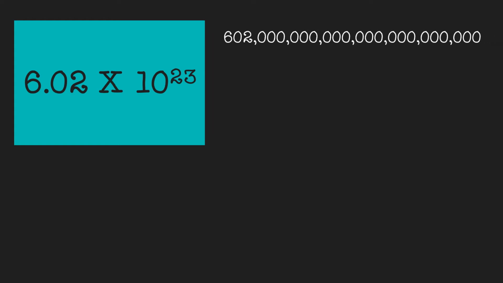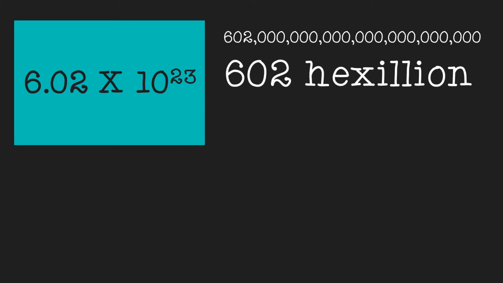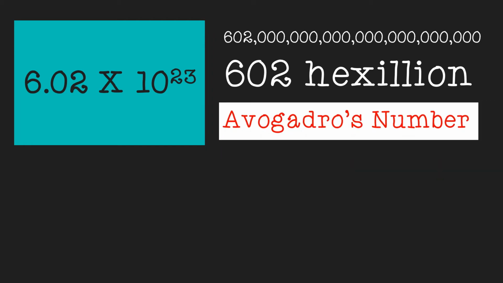But what is 6.02 times 10 raised to 23? It basically means 602 followed with 21 zeros. It can also be called a 602 hexillion. This number is also known as Avogadro's number in honor of the Italian scientist Amedeo Avogadro.